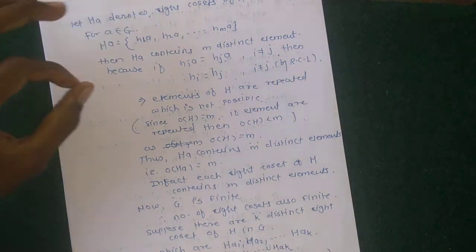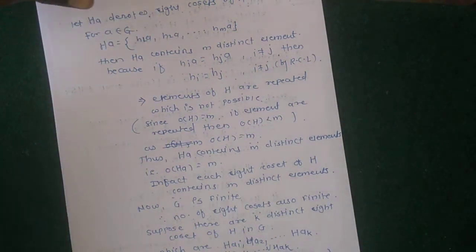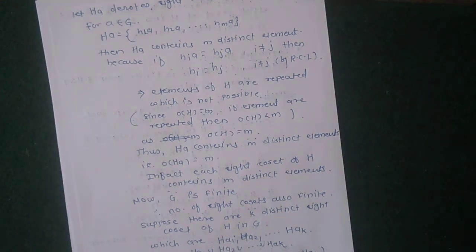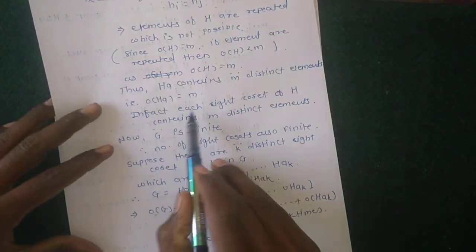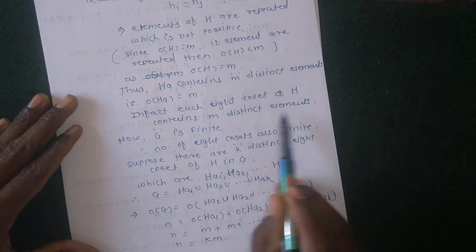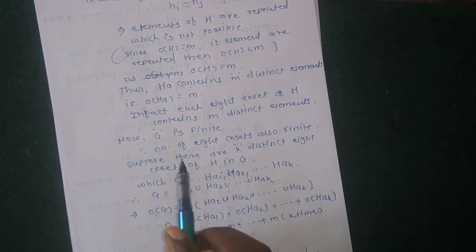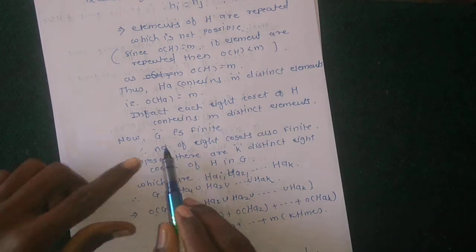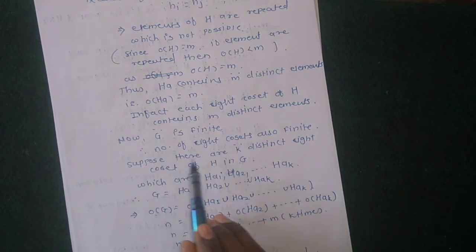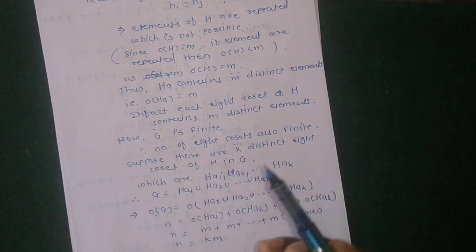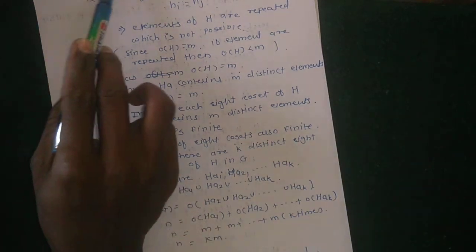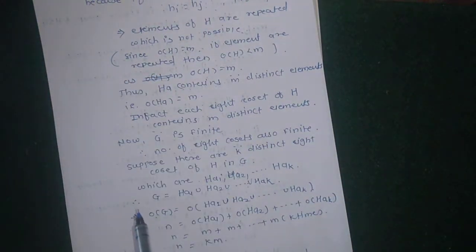Means G has k distinct right cosets, each of order m, meaning all these right cosets contain m distinct elements. Each right coset of H contains m distinct elements. Again, the statement of the theorem says that G is finite. G finite means the number of right cosets is also finite, because a right coset depends on G, since all elements are chosen from a, where a belongs to G, and then we find the right coset.